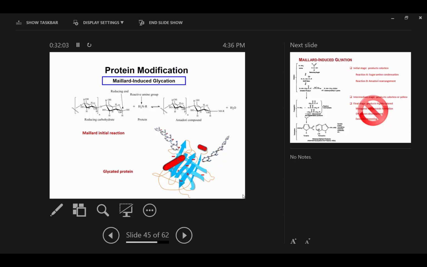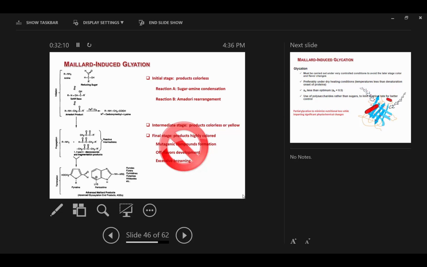And then you want the reaction to stop. You just don't want it to go further into intermediate and final stages of the reaction. You don't want this complex reaction to continue into advanced stages. You don't want to have mutagenic compounds or even polymerization of the protein or browning or off flavor. So you really want to stop it at the Amadori compound formation.